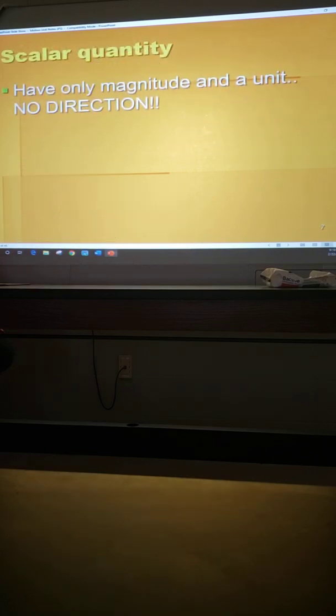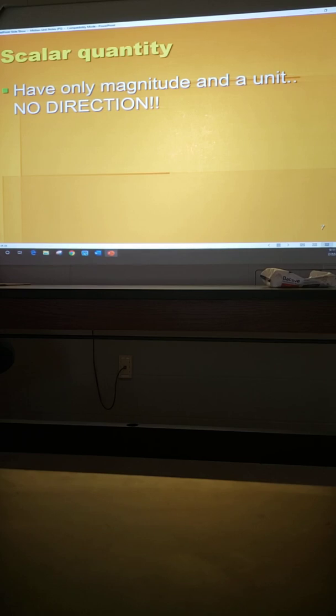Now, things that are going to be scalar. So we have our two categories, vector versus scalar. Scalar quantities are basically just like vectors, except they don't need a direction. So it's magnitude in a unit, or a number in a unit.